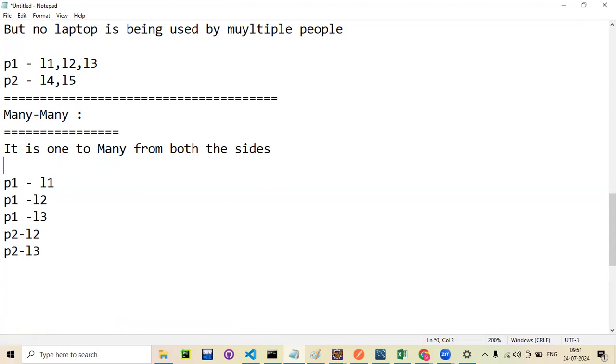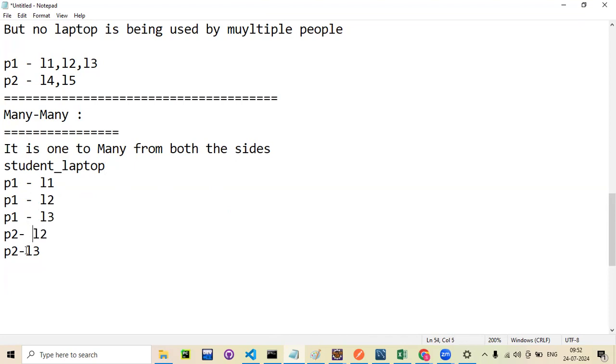The best practice is to create a new table named student underscore laptop that contains only 2 columns: student ID and laptop ID. Student ID 1 is pairing with laptop ID 1, student ID 1 is pairing with laptop ID 2, P1 is pairing with L3, and P2 is pairing with L2 and L3. Is that clear?